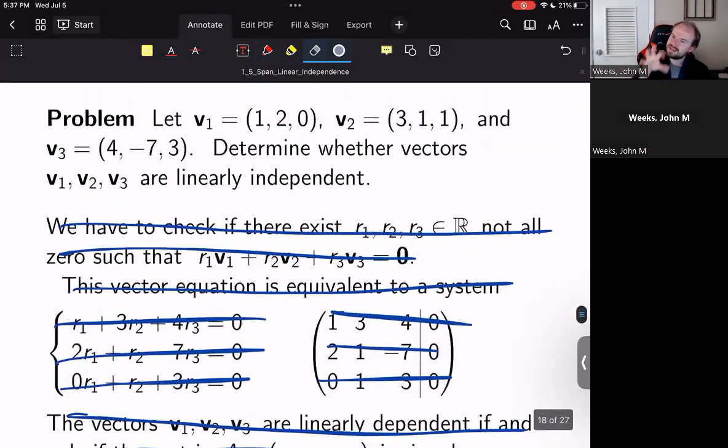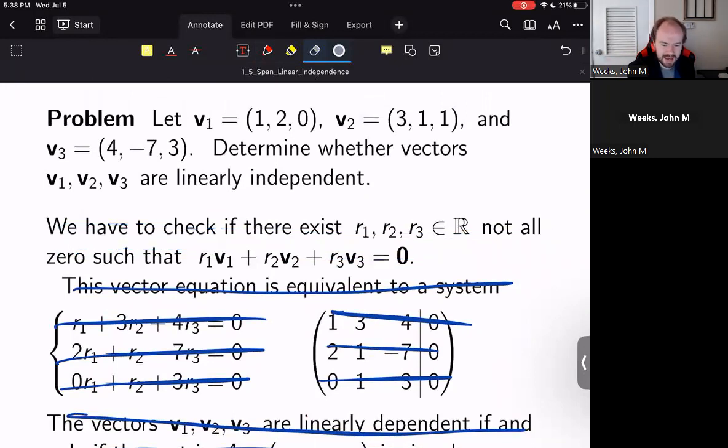Let's get to the nitty-gritty again and start seeing some problems with these vectors. Let's see if this collection is linearly independent inside of R3. Here we have v1 equals (1, 2, 0), v2 is (3, 1, 1), and v3 equals (4, -7, 3). So what we're basically trying to ask is, let's take an arbitrary linear combination of these and set it equal to 0. The question is, are we forced to conclude that r1, r2, and r3 are 0?